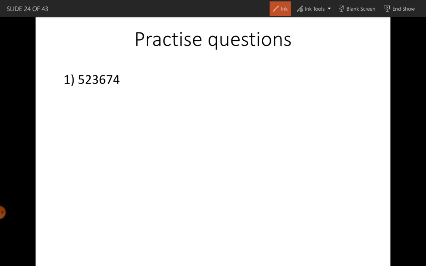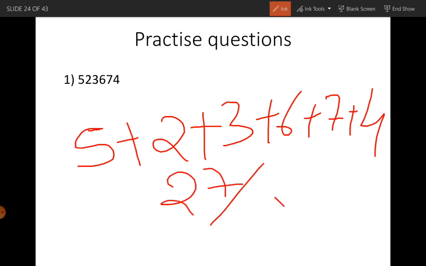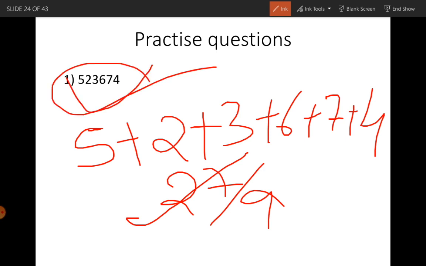And 5,23,674. Again, 5 plus 2 plus 3 plus 6 plus 7 plus 4. 5 plus 2 is 7, 7 plus 3 is 10, 10 plus 6 is 16, 16 plus 7 is 23, 23 plus 4 is 27. 27 divided by 9 is completely divisible by 9. So this number is divisible by 9.